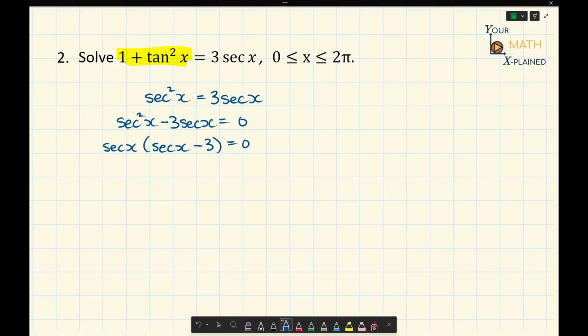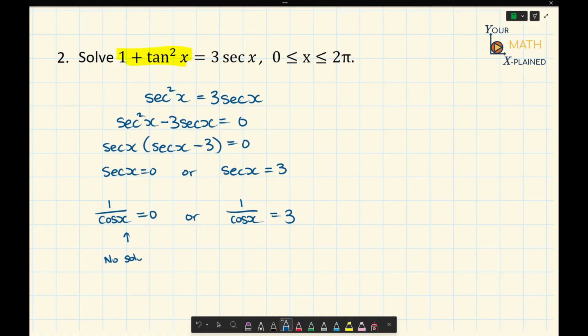So therefore, we have two equations to solve. The first one being secant x is equal to 0, or our second one being secant x minus 3 is equal to 0, which means secant x is equal to 3. But remember how secant x is just the reciprocal function of cosine. So if we rewrite this, we get 1 over cos x is equal to 0, or 1 over cos x is equal to 3. Looking at the first one, we have 1 divided by a number is equal to 0, and that's never going to happen. So here we have no solution.